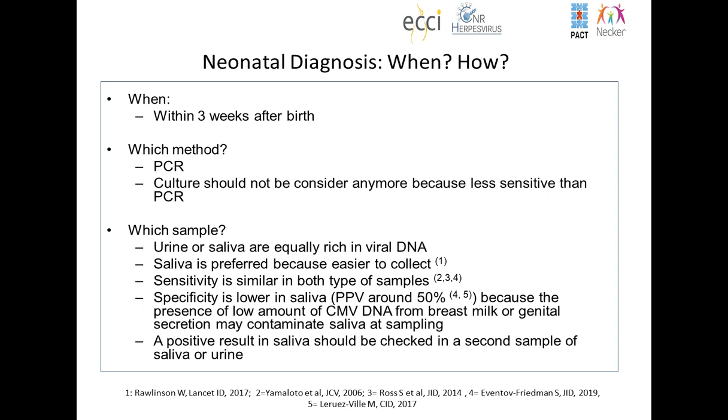The sample we can use for a neonatal diagnosis is urine or saliva, which are equally rich in viral DNA. Usually saliva is preferred because it's easier to collect, and the sensitivity is similar in both types of samples. However, the specificity is lower in saliva with positive predictive value around 50%, and this is because the presence of low amounts of CMV DNA from breast milk or genital secretion may contaminate saliva at sampling. So a very important message here: a positive result in saliva should be checked in a second sample of saliva or urine.